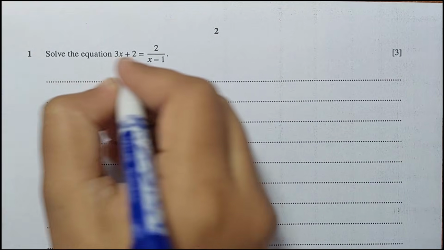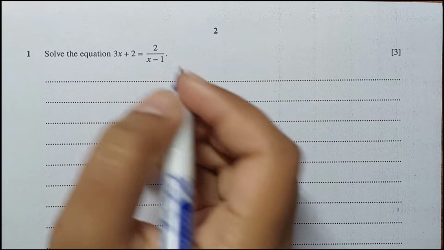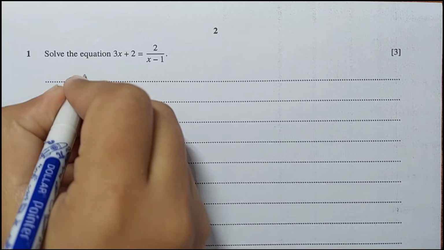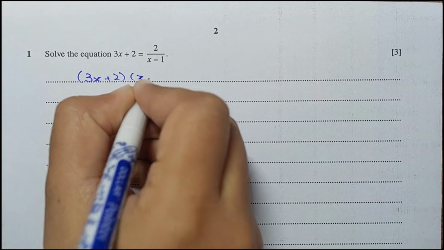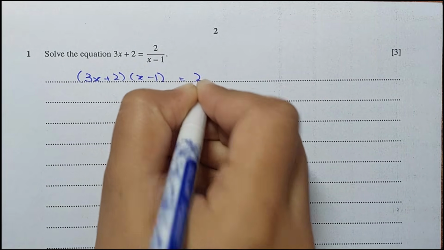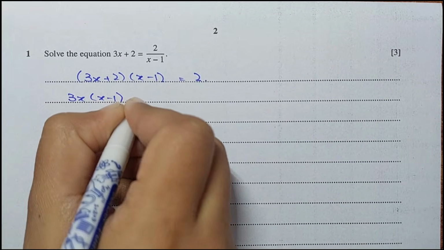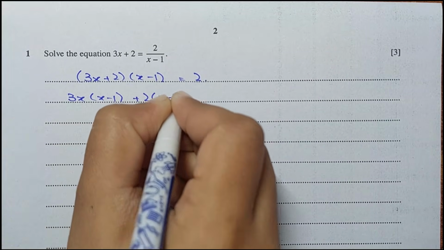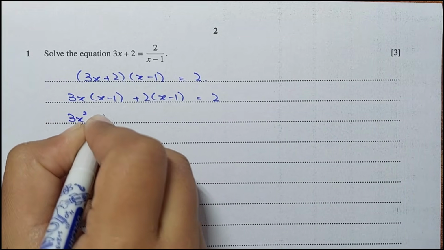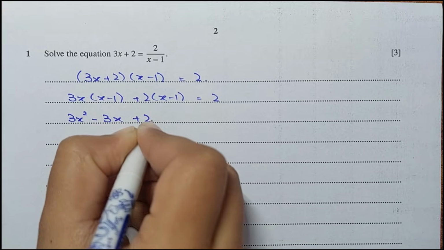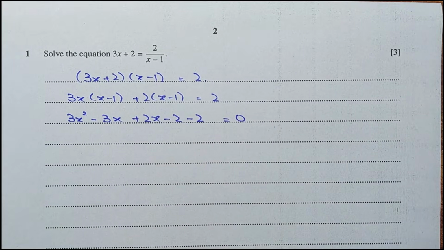Question number 1, solve the equation. We have to get the value of x because this is an equation in the variable x. Cross multiplying is the first step. 3x plus 2 is multiplying with the denominator x minus 1 and that equals 2. Now 3x is multiplying with x minus 1, and plus 2 is multiplying with x minus 1, equals 2. Now 3x with x is 3x squared, minus 3x plus 2x minus 2. Shift the 2 to the other side, it's also minus 2.